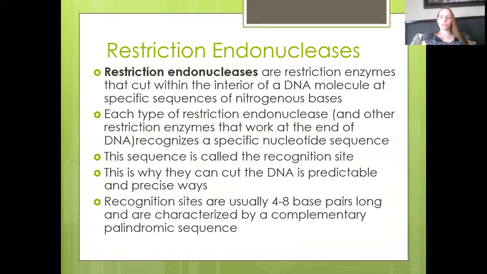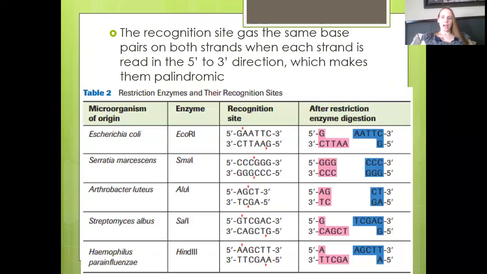Recognition sites are usually about 4 to 8 base pairs long and are usually characterized by complementary palindromic sequences. What that means when we say that they're palindromic is that they would read the same backwards and forwards if you're reading the two different strands. So here we have C, T, T, A, A, A, A, T, T, C, or G, G, G, G, G, G, that kind of thing.